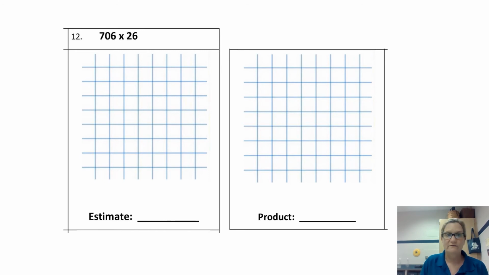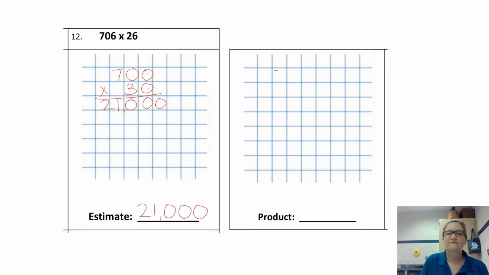Problem 12, 706 times 26. So I am going to round this to 700 times 30. Okay. So we have 3 zeros, so 1, 2, 3, and 3 times 7 is 21. So we have 21,000.